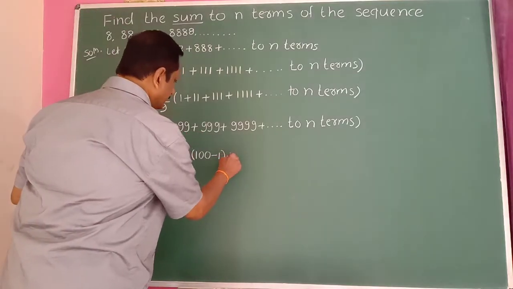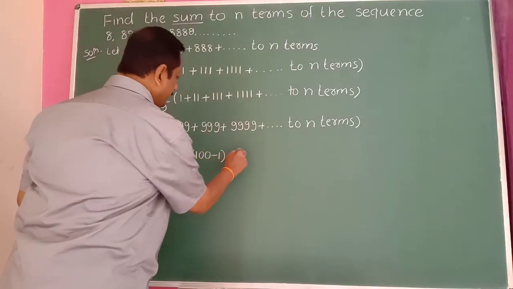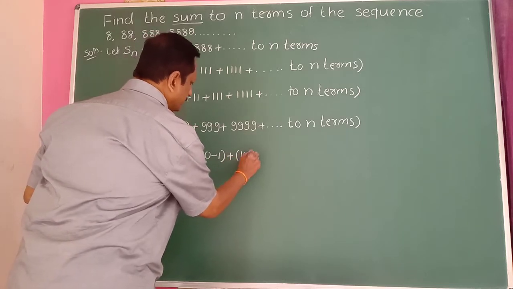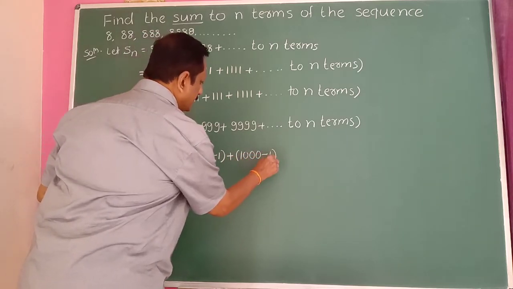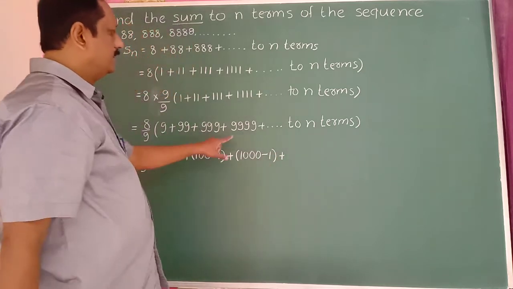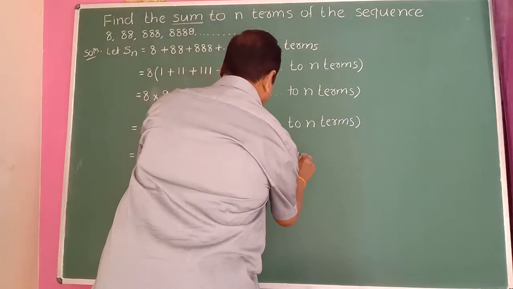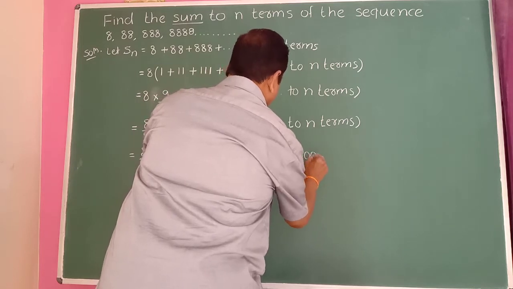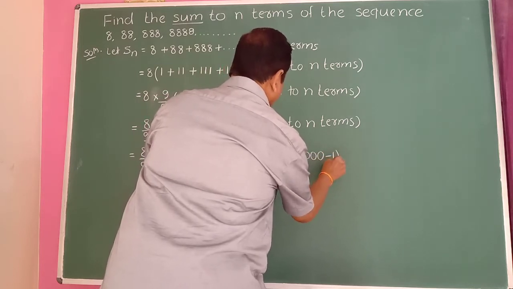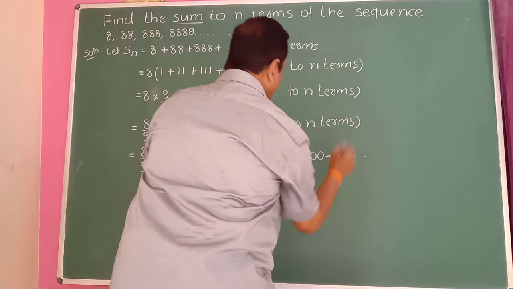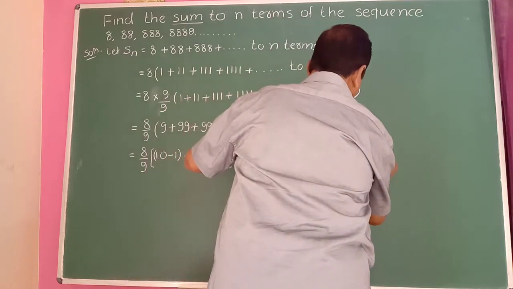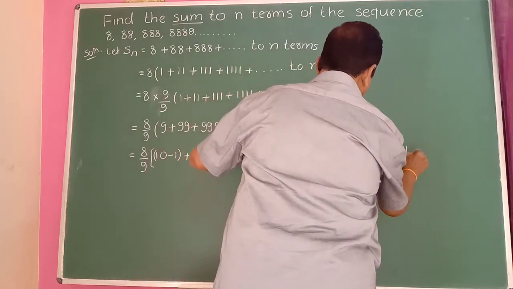Next plus 999 means 1000 minus 1. Plus 9999 is 10,000 minus 1. Then plus so on up to 2n terms here.